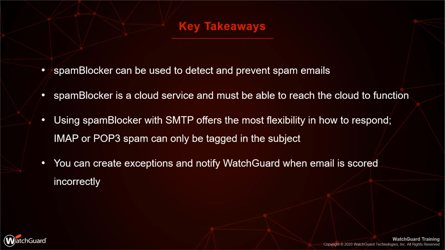That will do it for getting started with SpamBlocker. In this video, we talked about what SpamBlocker is and how it works. We covered some basic settings in the SMTP proxy for combating spam. Then we looked at how to enable SpamBlocker for the SMTP, IMAP, and POP3 proxies, as well as the options available for each protocol. Finally, we talked about how to troubleshoot SpamBlocker issues and report email that is scored incorrectly. As always, you can check the WatchGuard technical search for more information.